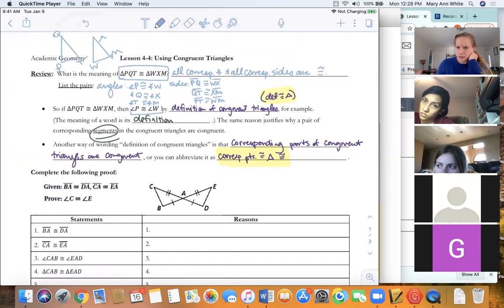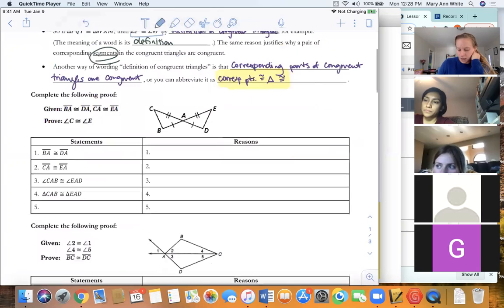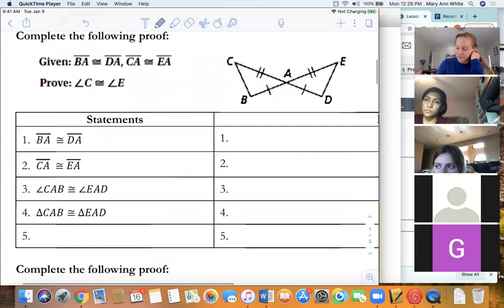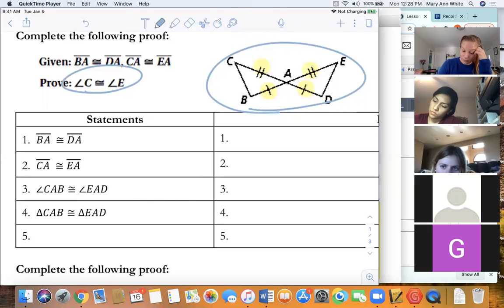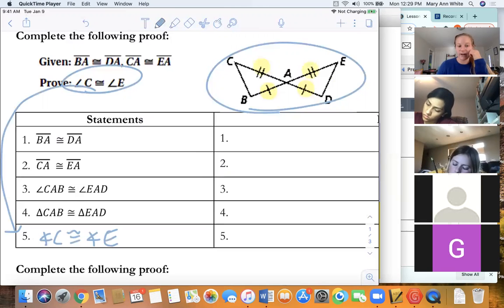Questions, comments, concerns? Okay. In this proof, I've got this picture right here, these nice triangles together. I see BA and DA are marked congruent and CA and EA are marked congruent. And then it tells me my proof is C is congruent to E. Word to the wise, this is how we're ending. We always end with what we're proving. So go ahead and write that down in my box for number 5. Even if you know nothing else on this proof, you can at least get that point.